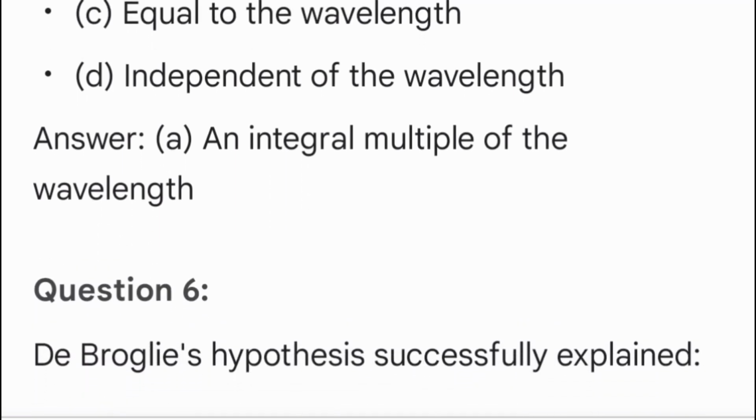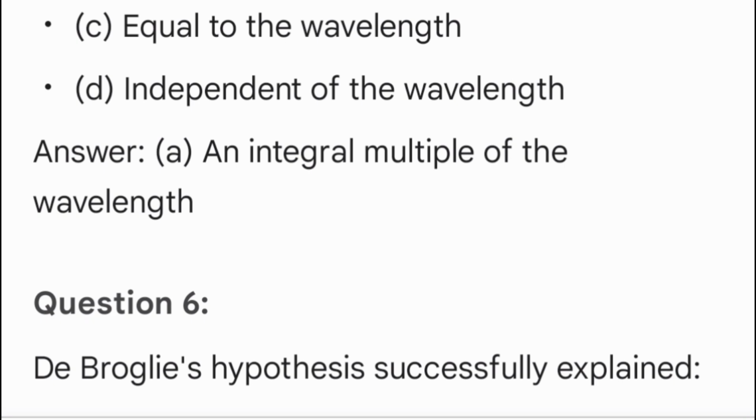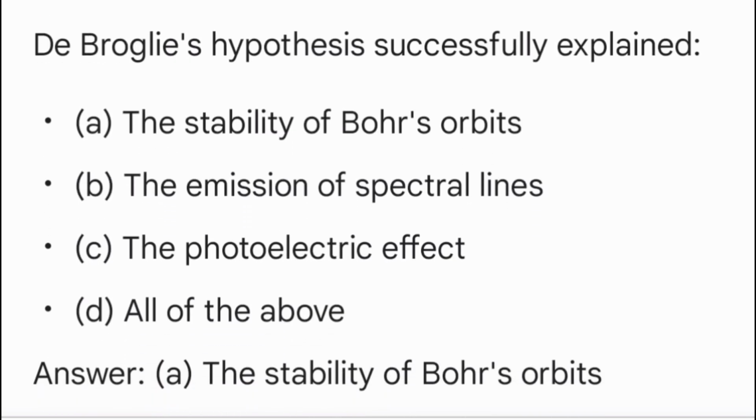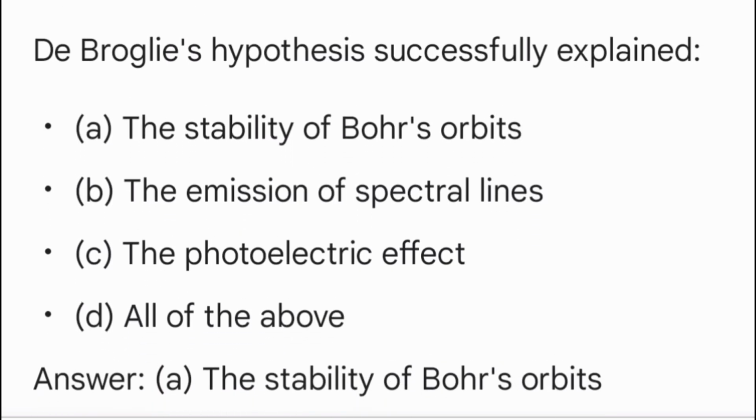Question 6. De Broglie's hypothesis successfully explained A. The stability of Bohr's orbits. B. The emission of spectral lines. C. The photoelectric effect. D. All of the above. Answer: A. The stability of Bohr's orbits.